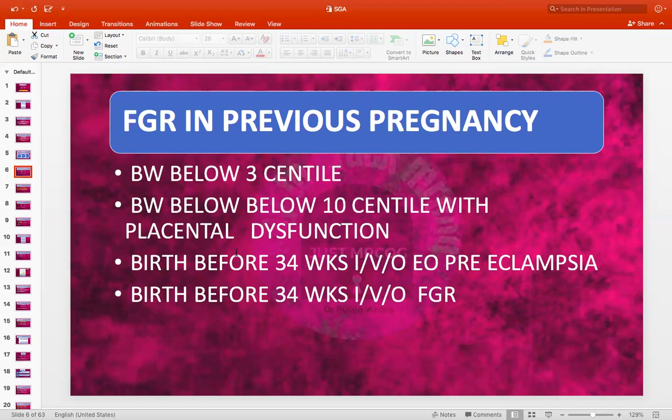Other than that, birth before 34 weeks in view of early onset preeclampsia, or birth before 34 weeks in view of FGR. So this is the criteria of FGR in previous pregnancy: third centile, 10th centile with placental dysfunction, and delivery before 34 weeks because of preeclampsia or because of FGR.